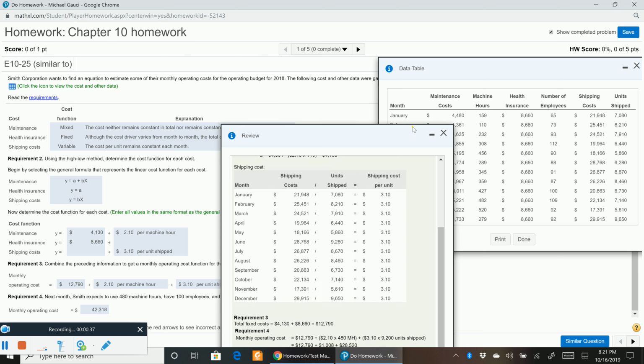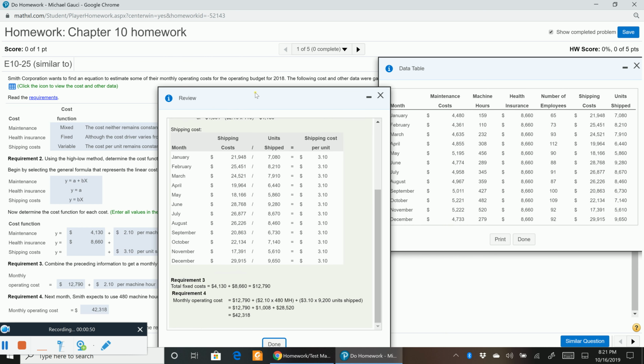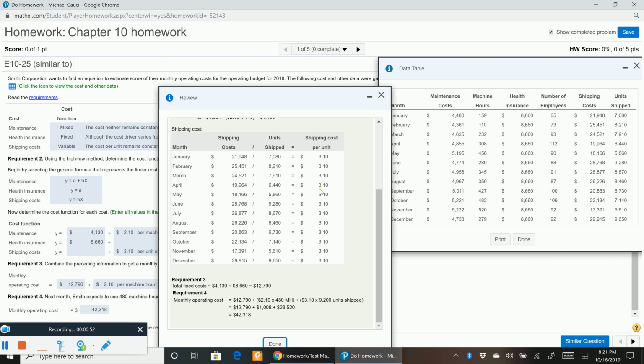Okay, and the first requirement that the author is asking us for is we have these three different costs: maintenance cost, health insurance, and shipping costs. And we need to decide what type of cost it is. Remember, there are three types of costs. We have fixed costs, we have variable costs, and then we have costs that are both fixed and variable together, and that would be called a mixed cost. So this is how you figure it out.